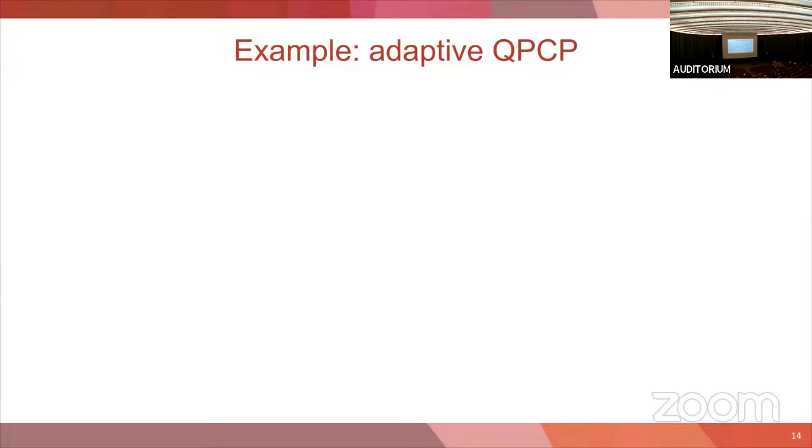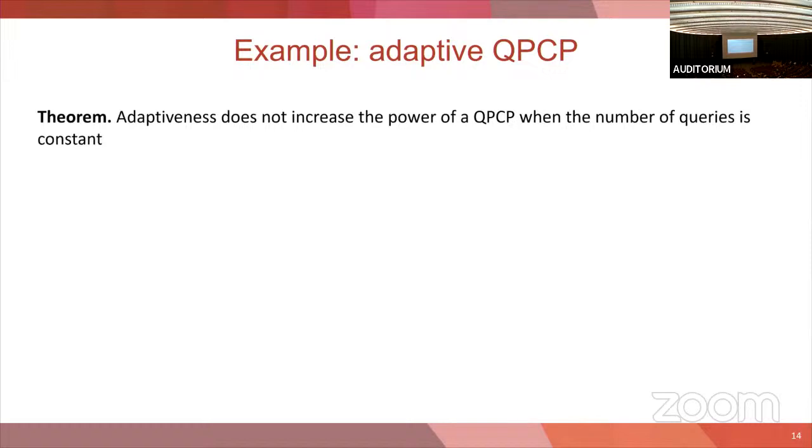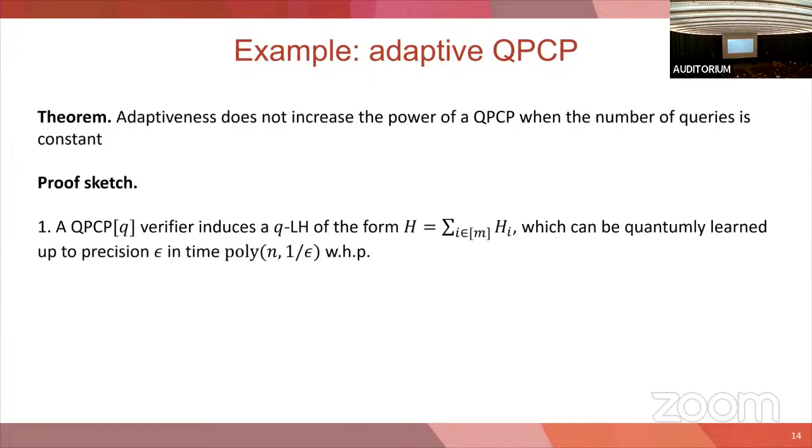So going back to this question of adaptiveness versus non-adaptiveness, I told you that adaptiveness does not increase the power of the class, as the number of queries is constant. So the sketch of the proof goes as follows. K here is 1. If I don't mention K, remember there are not multiple provers. The QPCP Q verifier induces a Q-local Hamiltonian, which can be quantumly learned up to high precision with high probability in polynomial time using a quantum circuit.